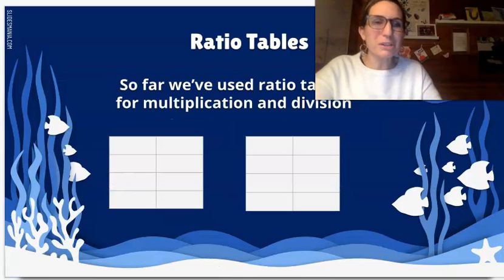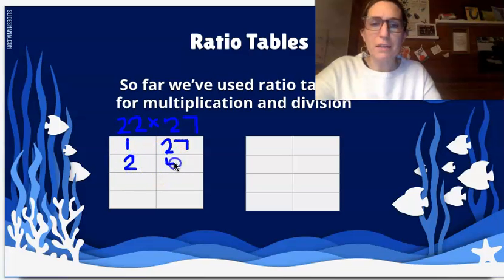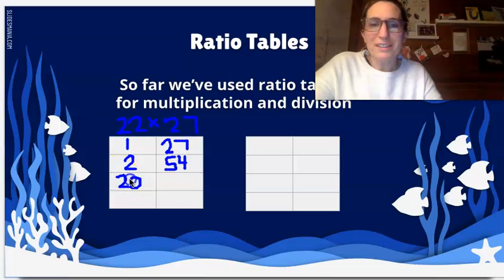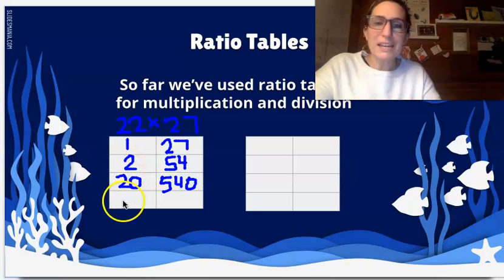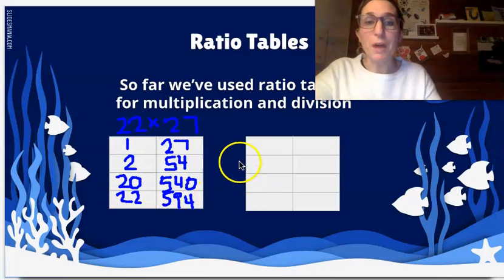So far we've looked at ratio tables with multiplication and division. So for example, we might have seen a problem like 22 times 27. We might have taken one group of 27, and then two groups, and that would be 54. And then 20 groups, that would be 10 times bigger, so 540. And then we would have taken these two together and got 22 groups, which is 594. So 22 times 27 is 594. That's one way we've used a ratio table.